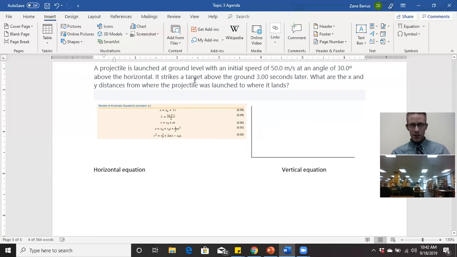Okay, so let's read this problem. It says, a projectile is launched at ground level with an initial speed of 50 meters per second at an angle of 30 degrees above the horizontal. It strikes a target above the ground 3 seconds later. What are the x and y distances from where the projectile was launched to where it lands?